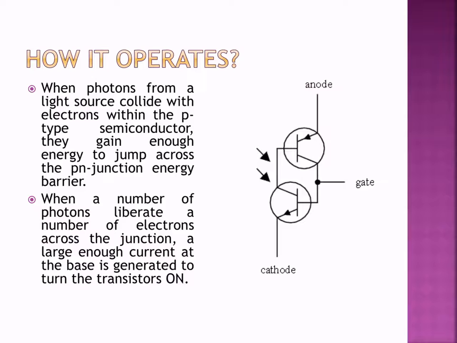How it operates. When photons from a light source collide with electrons within the p-type semiconductor, they gain enough energy to jump across the p-n junction energy barrier. When a number of photons liberate a number of electrons across the junction, a large enough current at the base is generated to turn the transistors on. The picture would show the schematic symbol for the SCR.